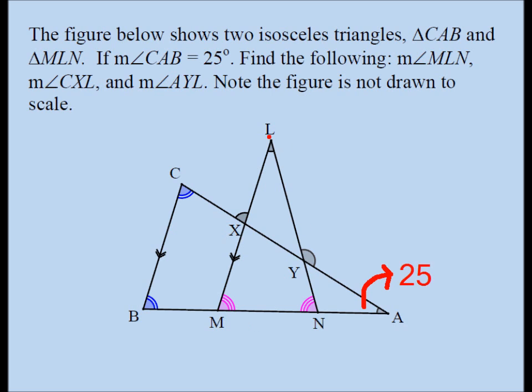Triangle MNL is an isosceles triangle with angle M and angle N being congruent. And triangle ABC is also isosceles with angle C and angle B being congruent to each other. So we do know that in triangle ABC, the sum of the three angles, angle C plus angle B plus angle A, has to be 180. So to find the measures of these two angles, I take 180, subtract 25, and divide the answer by 2.